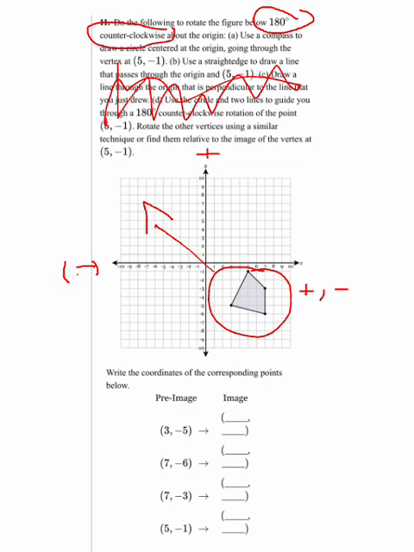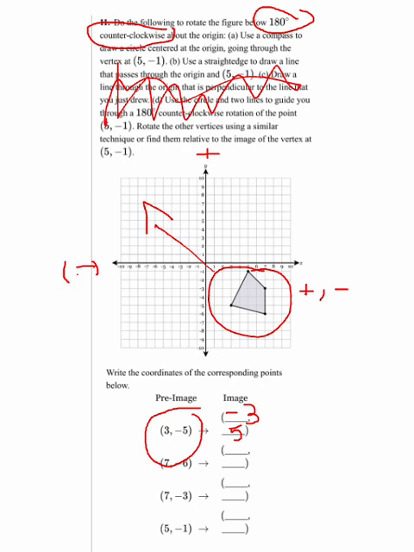Okay, so what happens is when we have a 180 degree turn counterclockwise, the points stay the same, but the signs change. So 3, negative 5 becomes negative 3, positive 5. So the numbers don't flip. 3 still stays in its place, but the sign changes. Instead of positive 3, we've got negative 3. Instead of negative 5, we have positive 5.